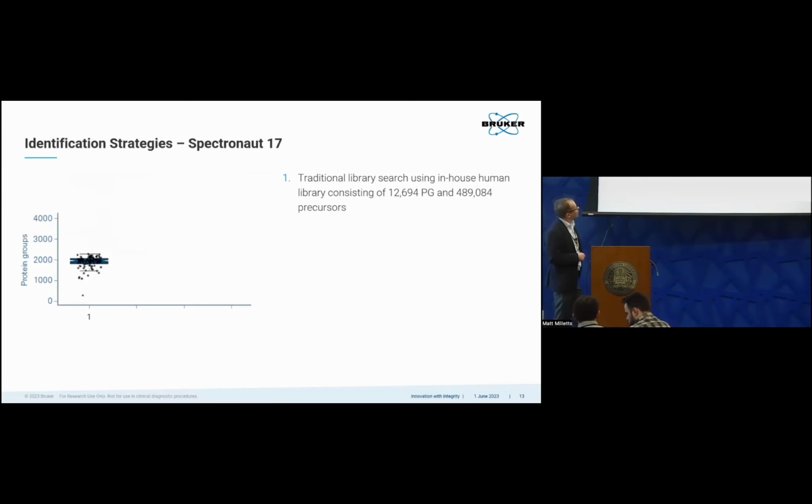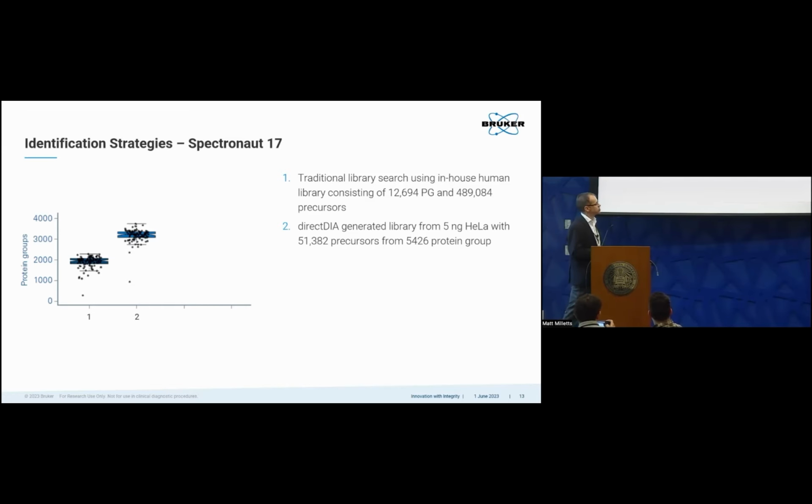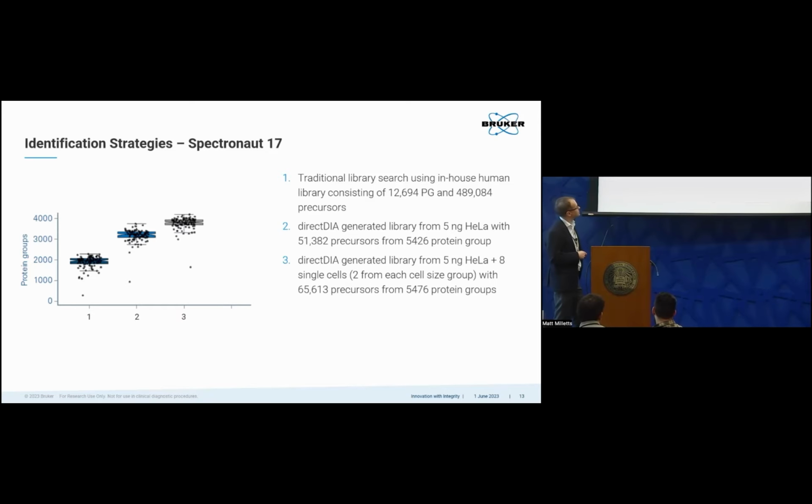And so there's a lot of thought about how we search this type of data, right? So what I've done here is, how do we search this? So we could take our traditional library searching result, where we take that very highly fractionated database I mentioned before, 500,000 precursors. And from that, with Spectronaut, we're seeing about 2,000 protein groups. But if we do a directDIA approach using Spectronaut, and now rather than using this very comprehensive library, we take the data from our 5 nanogram HeLa injections, you can see we actually get quite a significant boost in IDs to about 3,000.